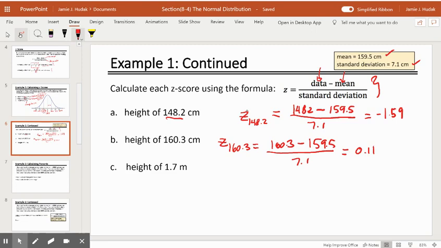So this next problem is written in meters. We have to convert to centimeters. So 1.7 meters is equal to 170 centimeters. And now we can find the z-score of 170.